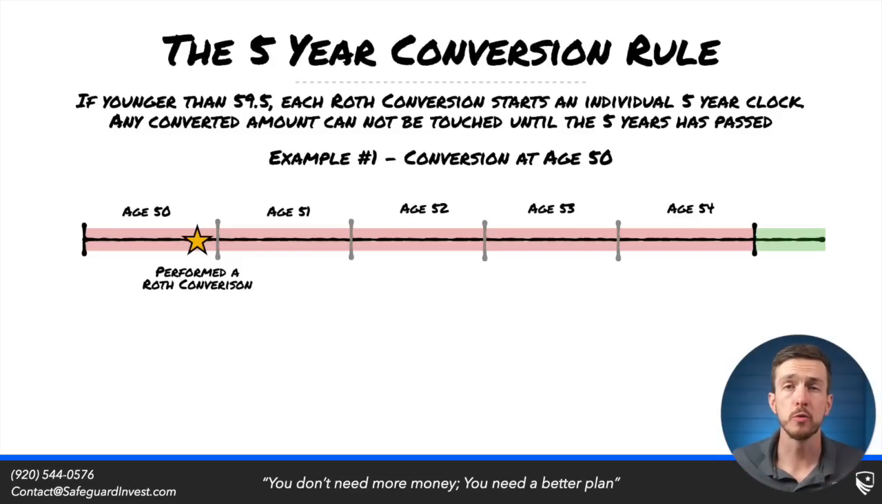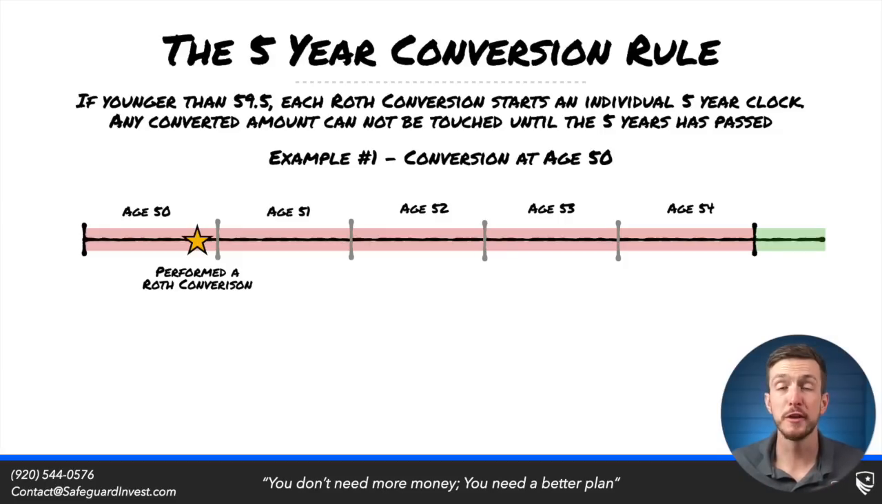The second major Roth rule is also a 5-year rule, and I find this to be one of the rules that is most often misinterpreted. This rule seems quite simple. If younger than 59.5, each Roth conversion starts an individual 5-year clock. Any converted amount cannot be touched until 5 years has passed. If you break this rule and distribute the converted amount before 5 years is over, you will have a 10% penalty. In my experience, the confusing part for most individuals is around the 59.5 age qualifier for this rule.